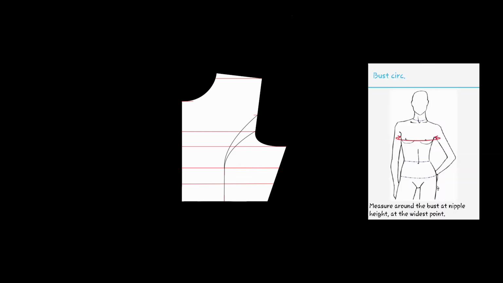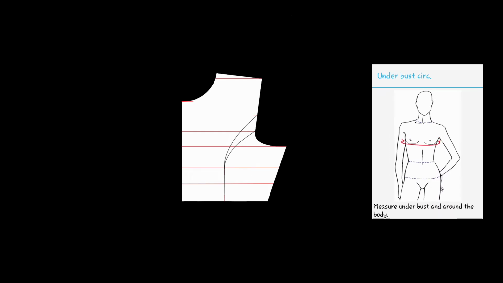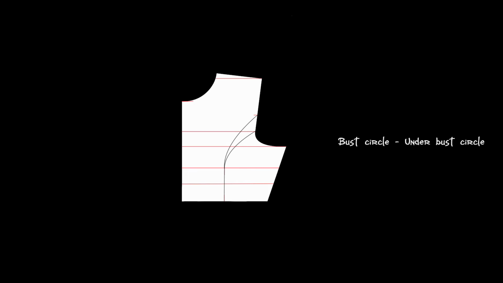For the next measurement, we are going to do another calculation again. For this one, you take your bust circle and your under bust circle. Now subtract your under bust circle from your bust circle. So bust circle minus under bust circle. Whatever you get, divide it by 2. What did you get?